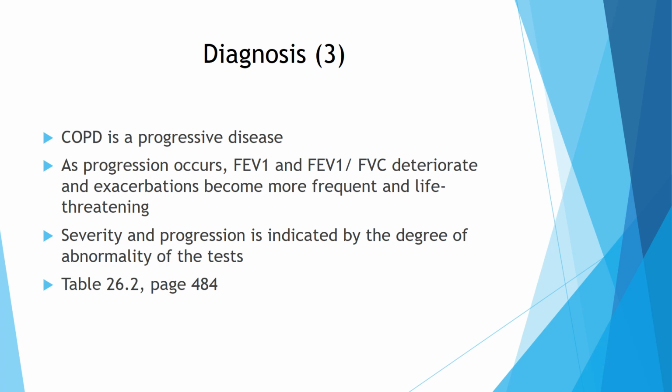So, as we just said, COPD is a chronic, progressive disease. So as the disease progresses, the FEV1 and the FVC will deteriorate, and exacerbations will become more and more frequent and more severe and life-threatening. Severity and progression is indicated by the degree of abnormality of the testing. And there is a table on page 484 that I would like you to refer to.